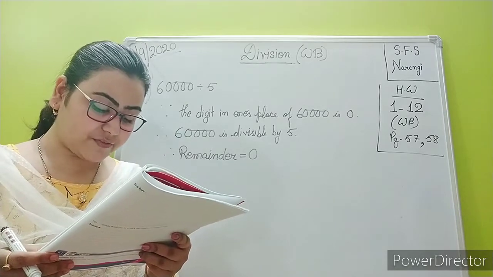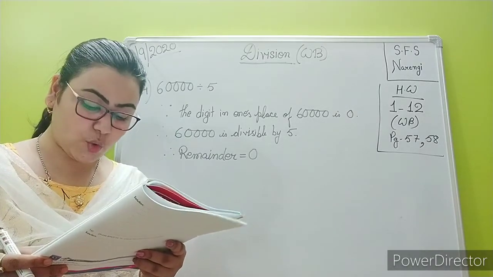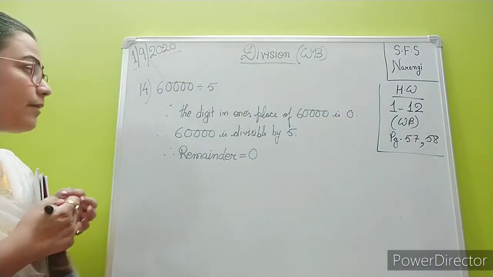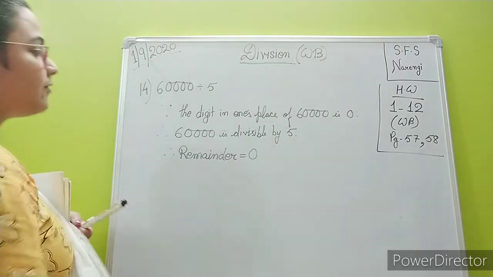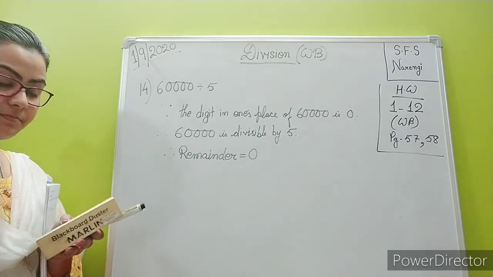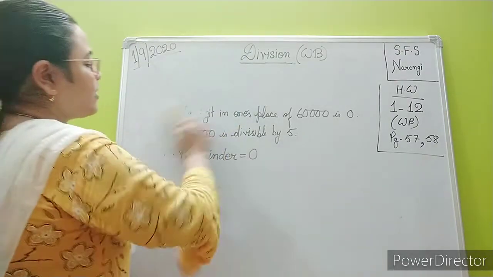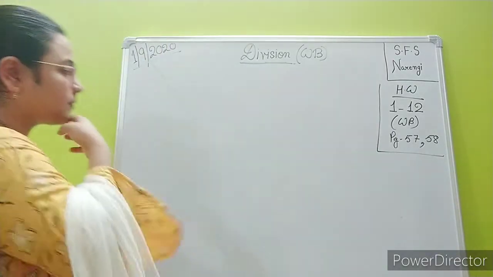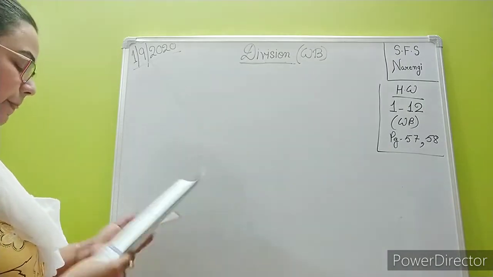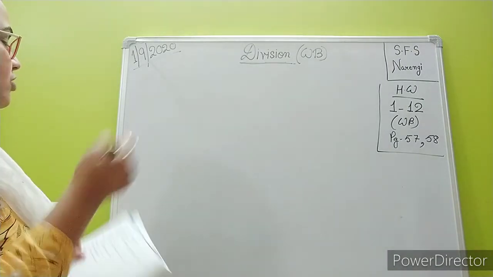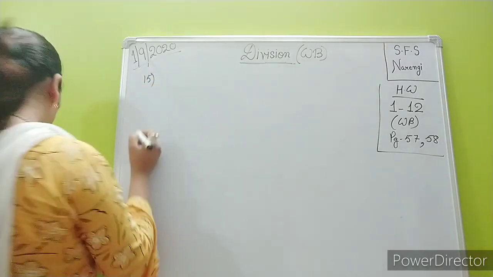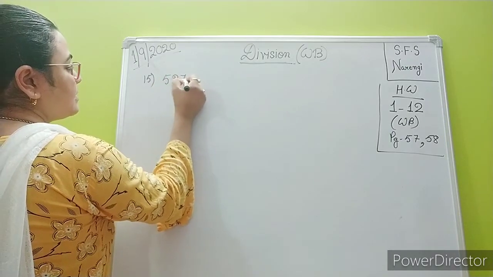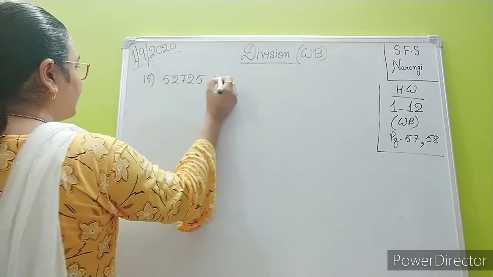Next we have: divide 52,725 by 22. Check the correctness of the division. Now this is something that we will actually need to do. In my last class I taught you how to check if the division that you have done is correct or not. So today we have got a question also. So let us do it. What is the question, children? Question number 15. 52,725 divided by 22.